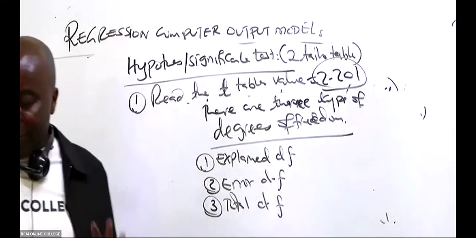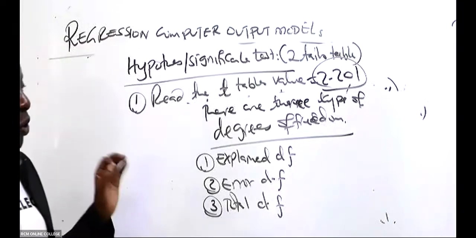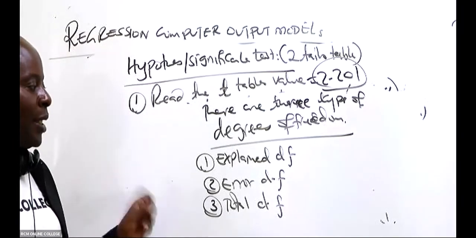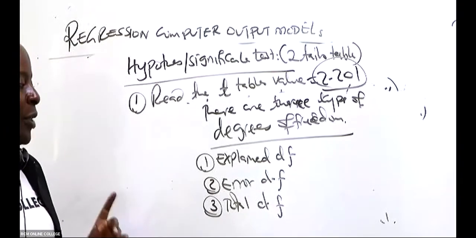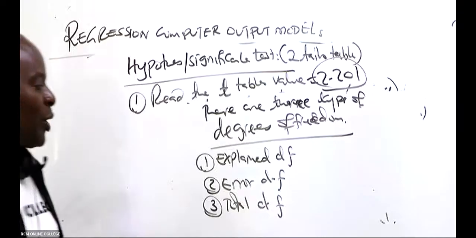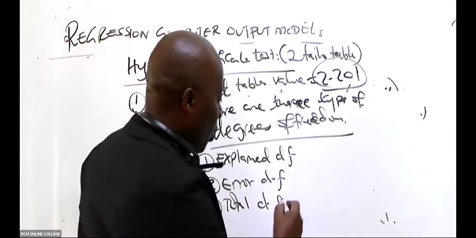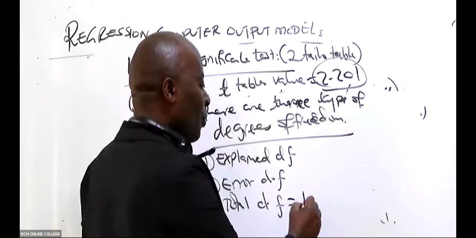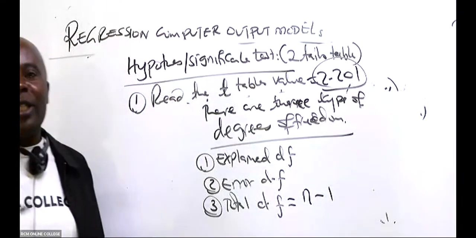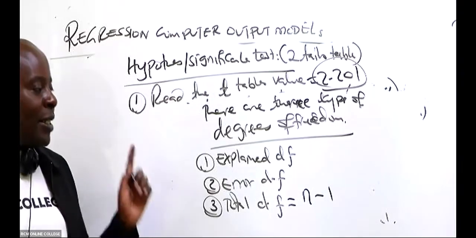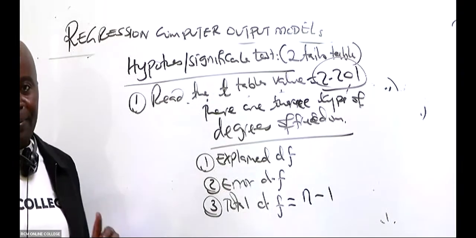So we have got 3 types of degrees of freedom: explained degrees of freedom, error degrees of freedom, and then the total degrees of freedom. Now, ladies and gentlemen, to get the total degrees of freedom formula, we normally take n minus 1.